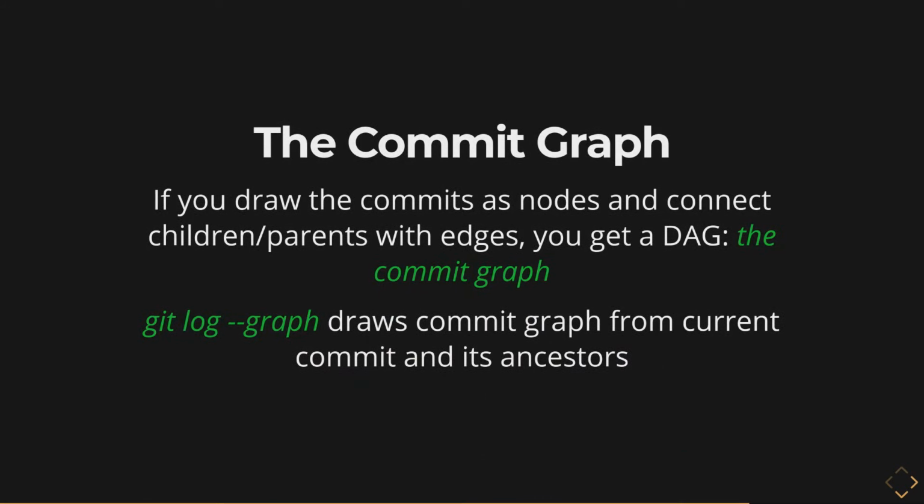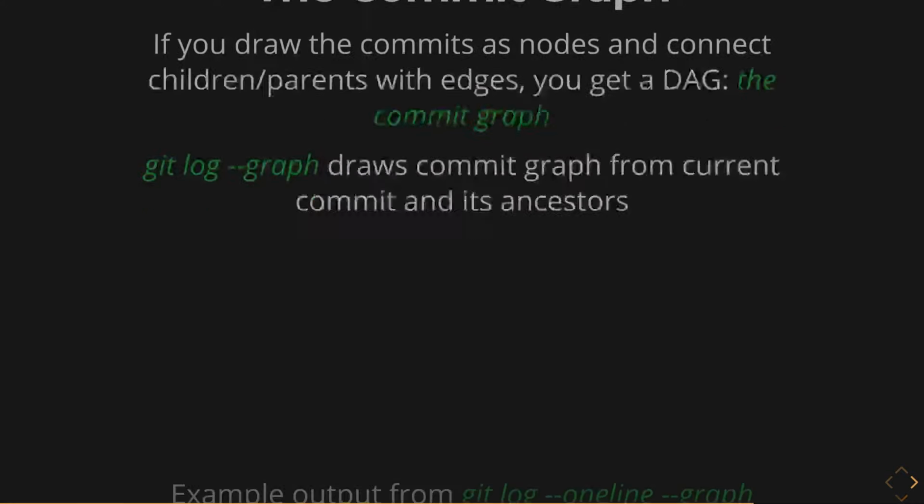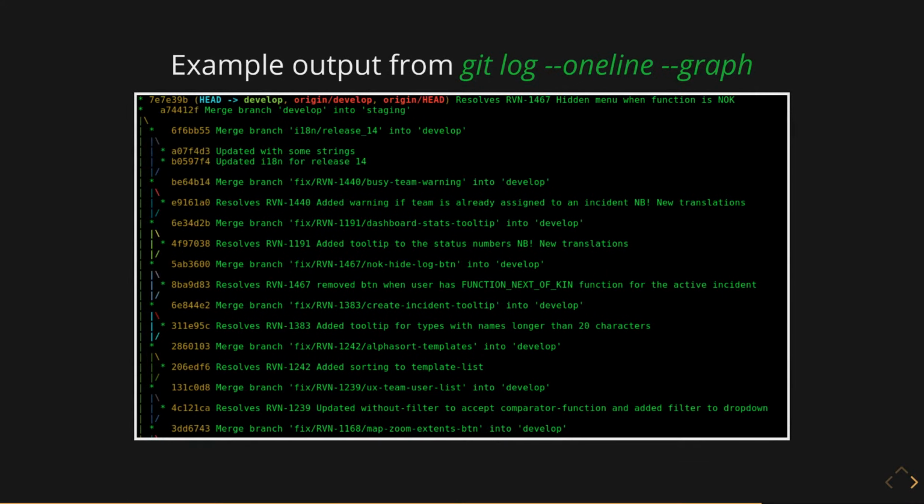And as we've seen already, if you actually draw commits out and you connect children and parents with edges, we get a commit graph. We get a DAG, like the one we looked at earlier. And if you want to actually look at the commit graph, you can run git log --graph, and it'll show you the log with lines between the different commits. And it'll look like this.